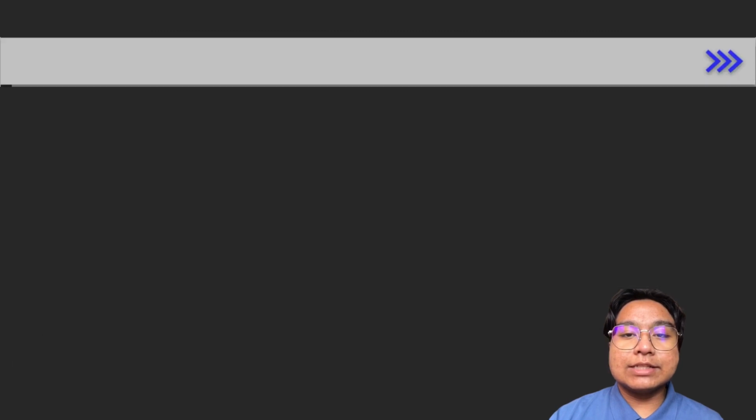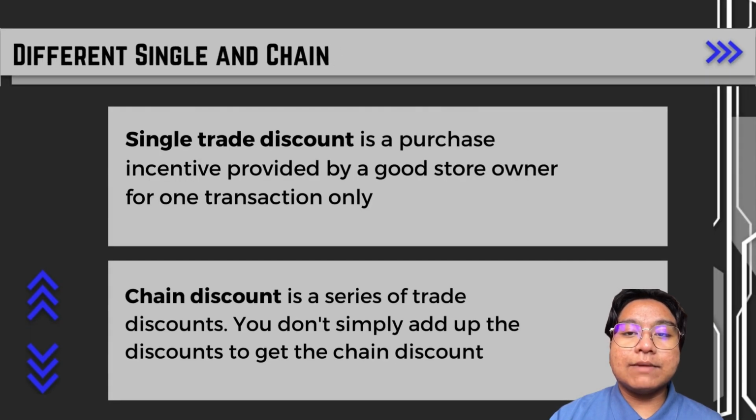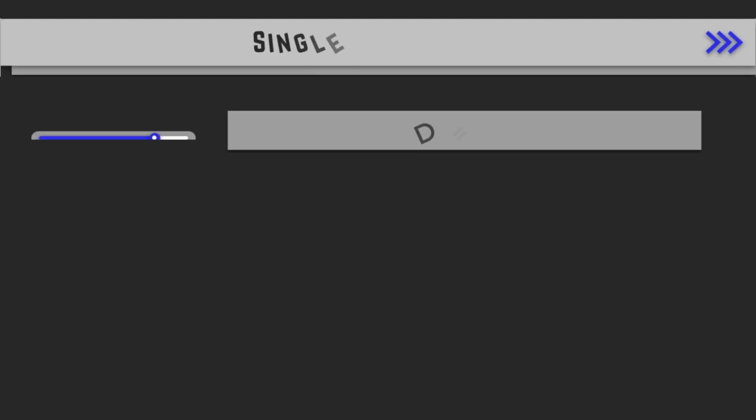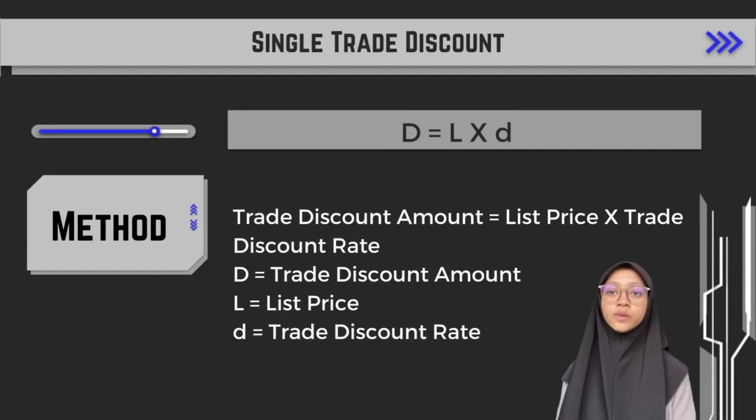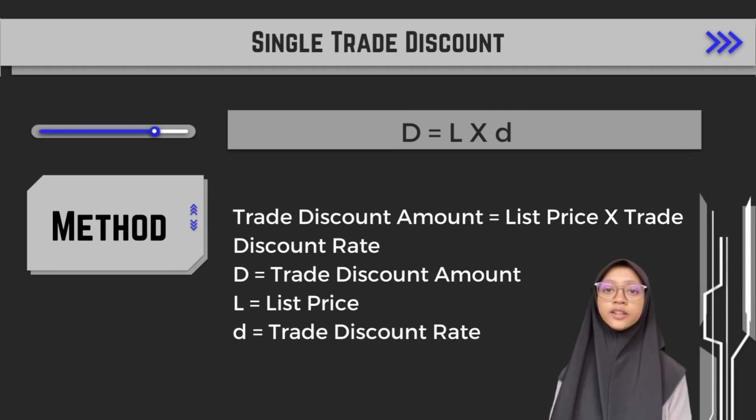A single trade discount is a purchase incentive provided by a goods store owner for one transaction only, while chain discount is a series of trade discounts. You don't simply add up the discounts to get the chain discount. You must calculate each discount individually on the new net price from the previous discount. There are two types of trade discount: single trade discount and chain trade discount.